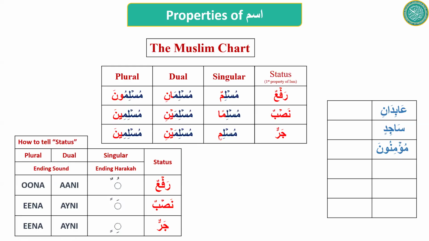Mu'minuna. Okay. Sister Yusra. Mu'minuna. Where would you fit it for the status? Rafa, nasab, or jar? Rafa. Why? Because of the una ending sound. Una means believers, more than two believers. And the ending sound is una. Therefore, it is in Rafa status.